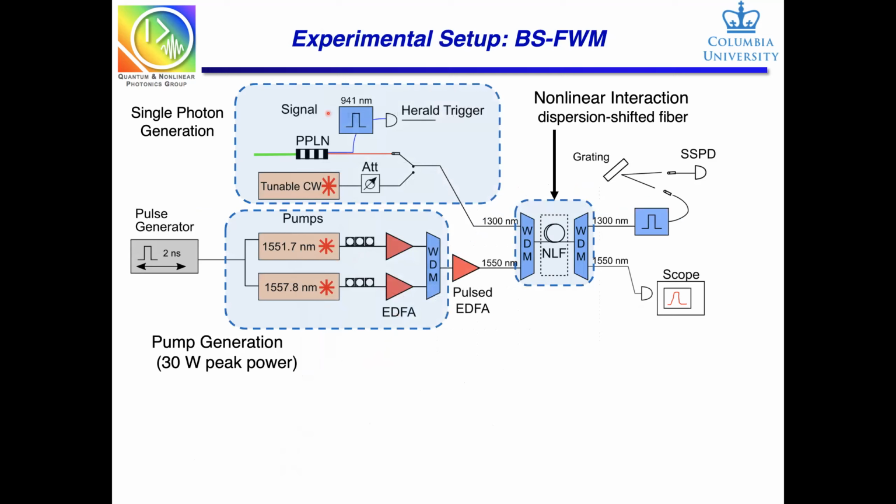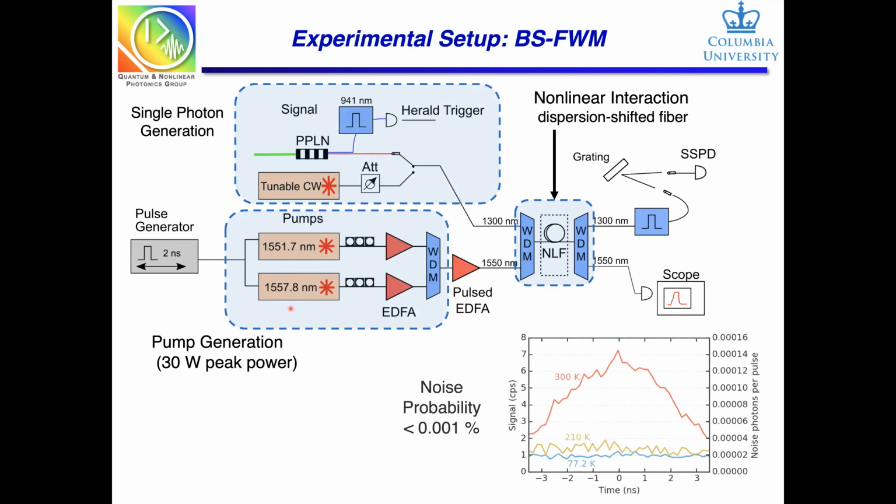So here's an experiment that we did. This was the very first experiment. We generated single photons using a Chi2 pipeline, and then we interacted them with two pump waves here in a highly nonlinear fiber. Then we detect the idler, look at its properties, and look at its conversion as we change the intensity of the pump waves.